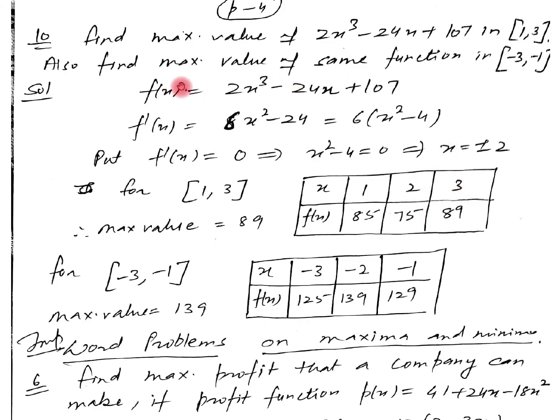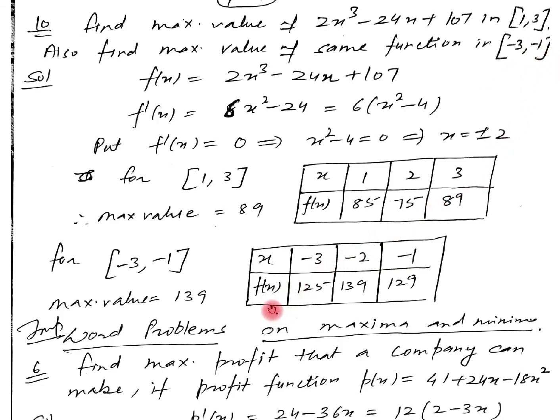Again we take the same function and find the maximum value in this interval. Now the critical value will remain the same. In this interval, -2 belongs to this interval. So we have to take three values, -3, -2 and -1. And again finding the value of f(x) at all these three points, then comparing, the maximum value of f(x) is 139.